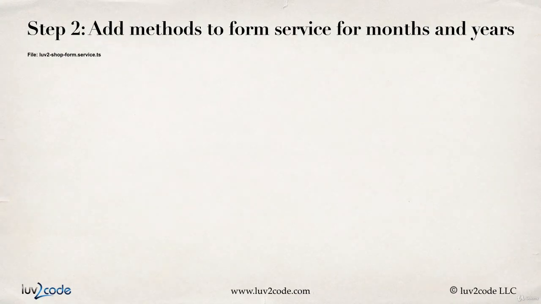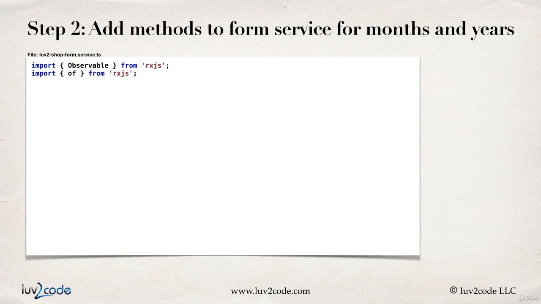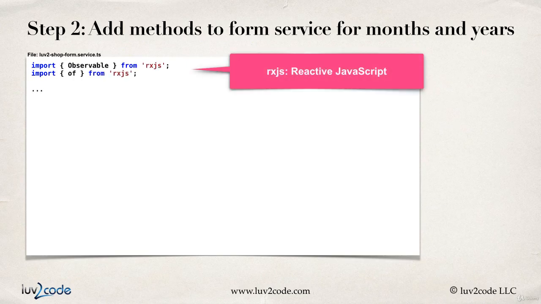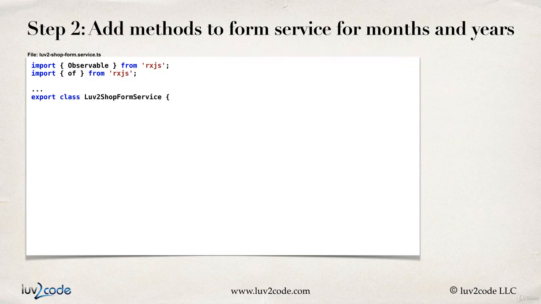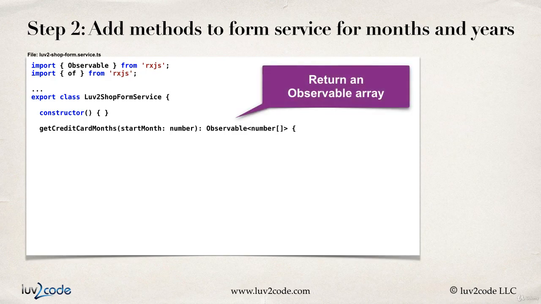Alrighty, step two is adding methods to our form service for months and years. We'll move into our file, luv2shop-form service. We'll do some imports up top for Observable and of. This is from the RxJS framework, or the reactive JavaScript framework, and we'll use these items in our upcoming code. So here's our class, Luv2ShopFormService. We define this method getCreditCardMonths. We pass in a start month, and then we'll have an Observable of number square brackets, meaning an array of numbers. So we'll actually return an observable array back to the calling program.